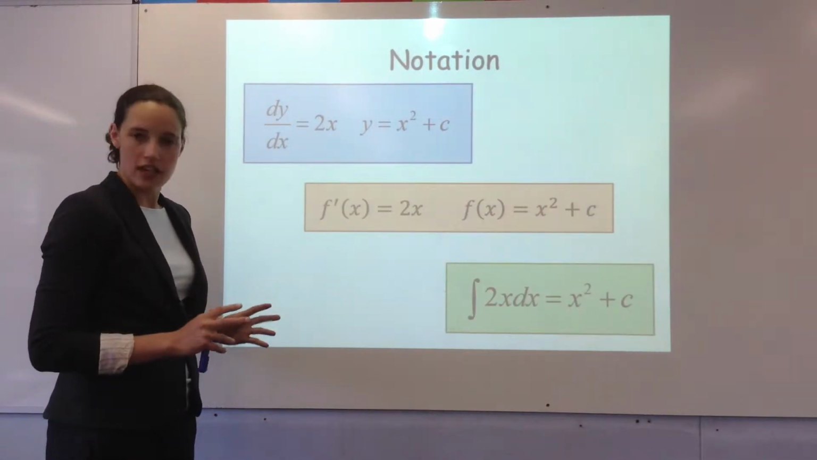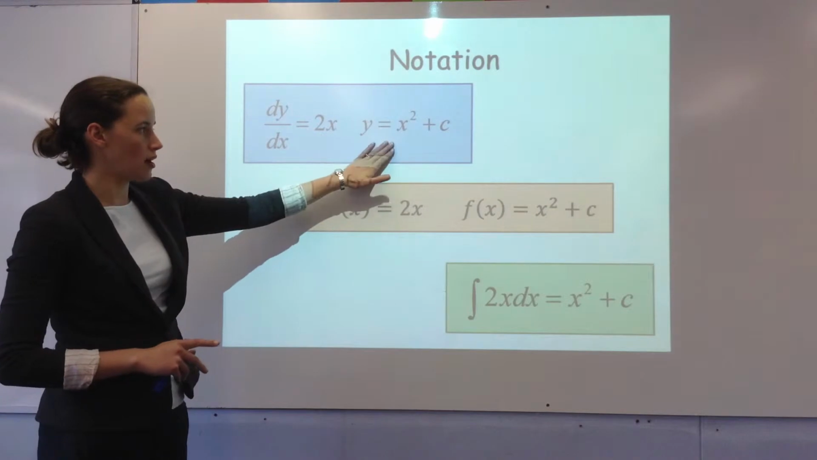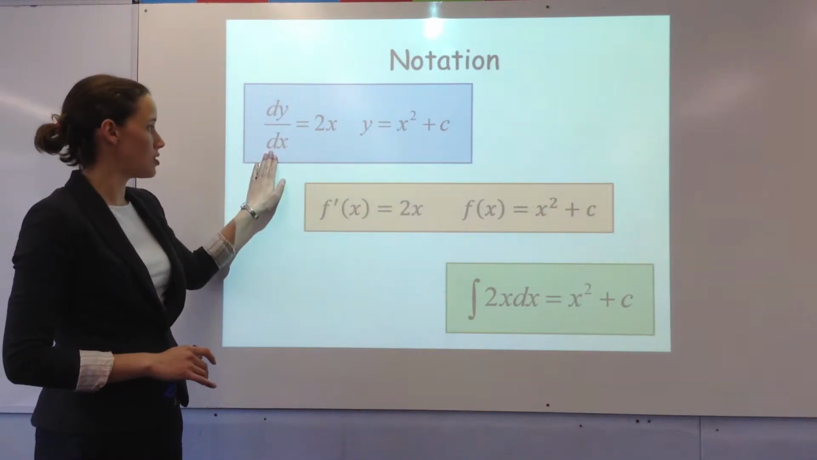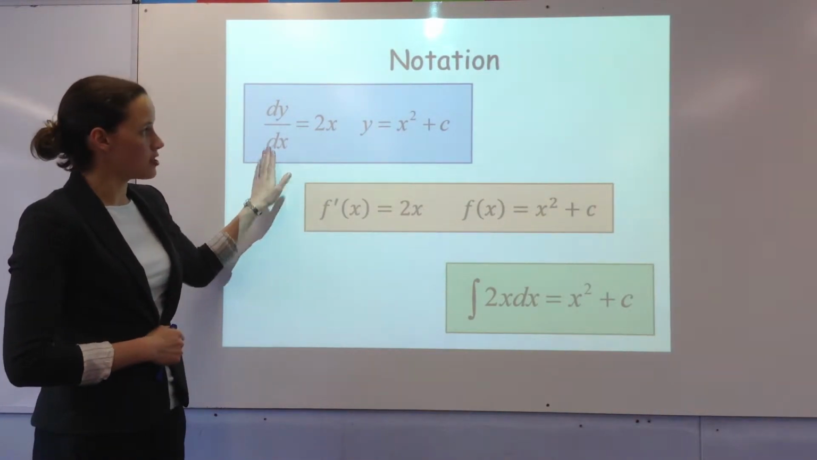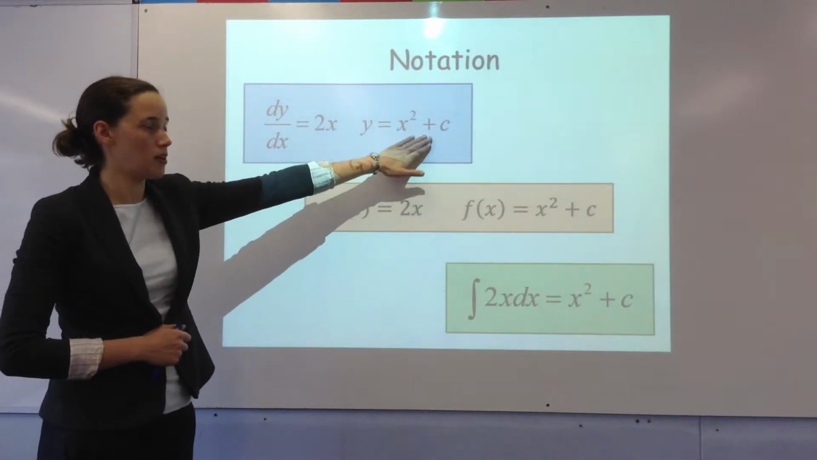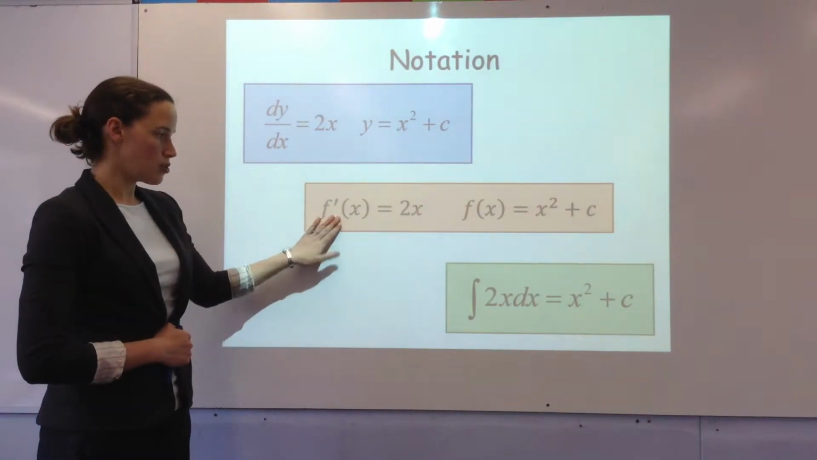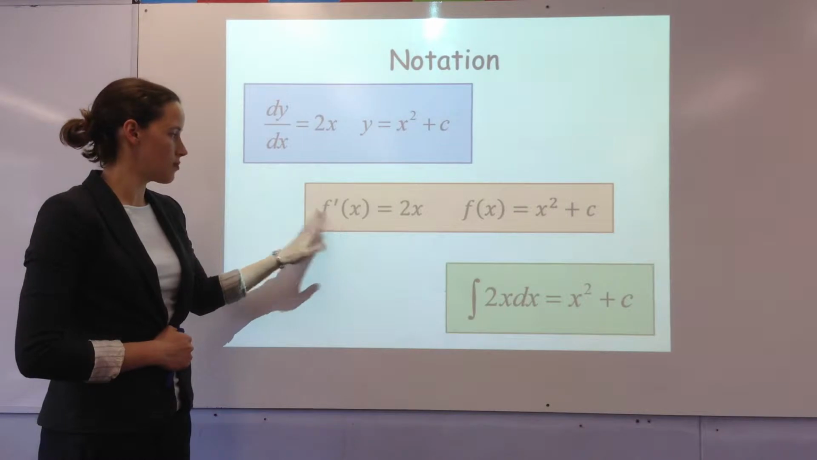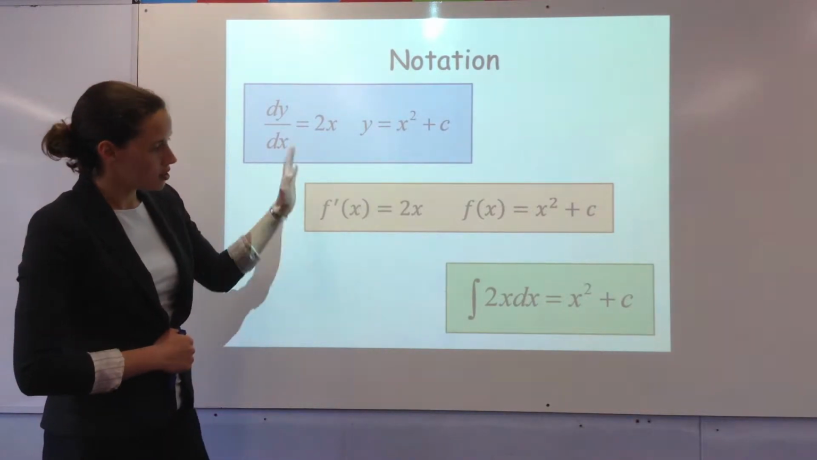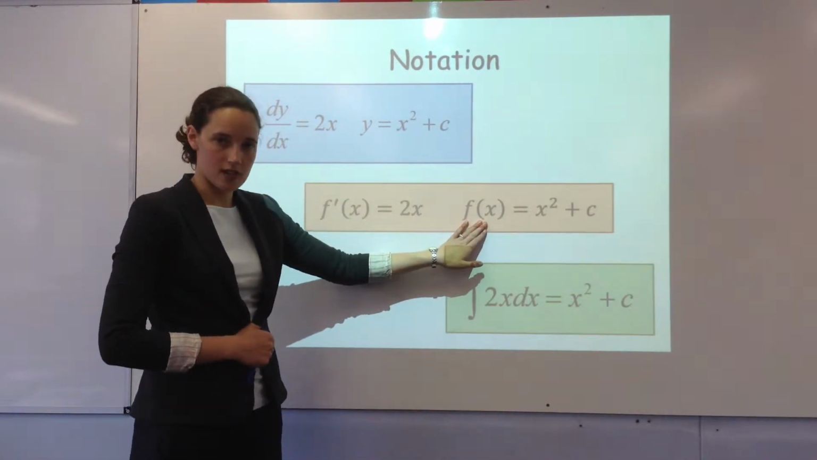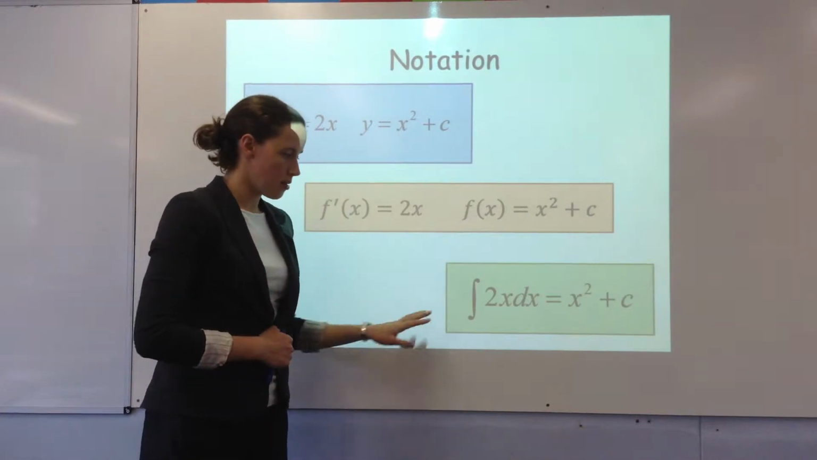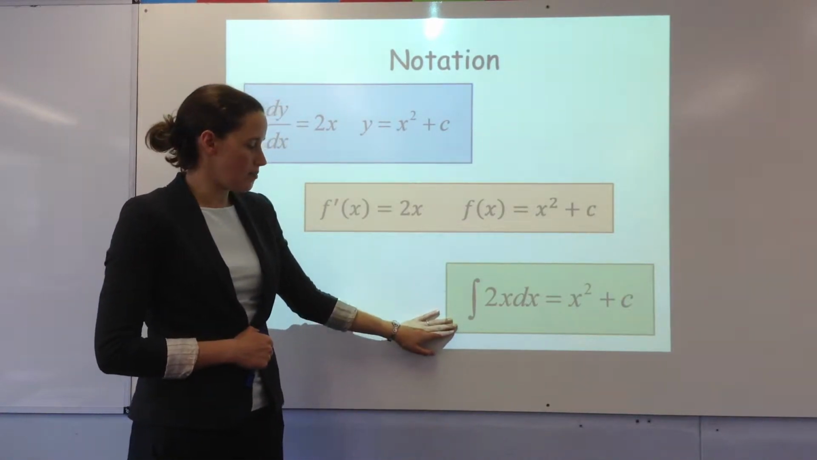Okay, a little bit about notation first. You should all, I think, be comfortable with this. If you start with dy by dx and you integrate it, you're going to get y is equal to something or other plus the constant. We also did a little bit of this one last lesson, f dashed of x. When we integrate it, we get f of x. But there is a third type as well, and we're going to be using that quite a lot today.